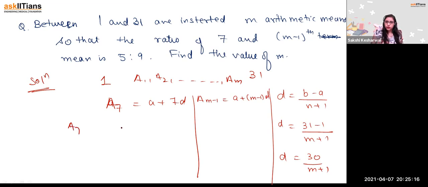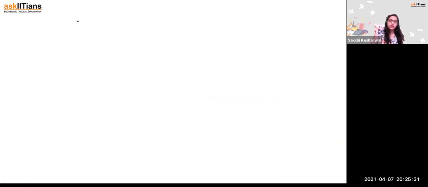A7 is equal to 1 plus 7 into 30 upon m plus 1, right or not? And a(m−1) is equal to 1 minus (m minus 1) into 30 upon m plus 1, right or not? So what you have to do, it's saying the ratio. So the ratio is equal to what? That is A7 upon A(m−n) is equal to 5/9. Now substitute the value.